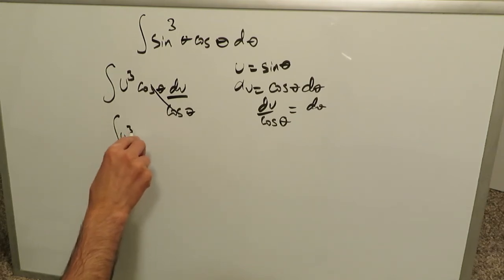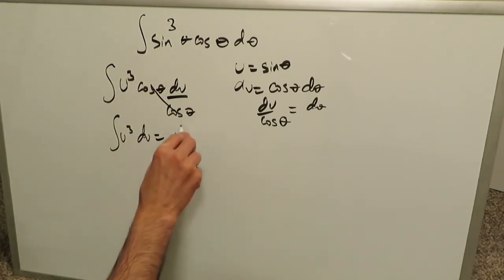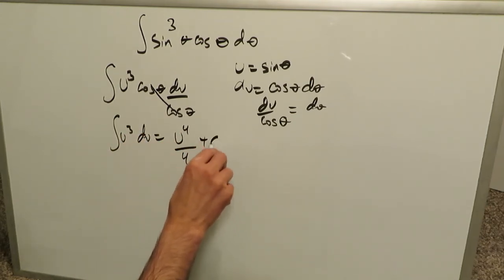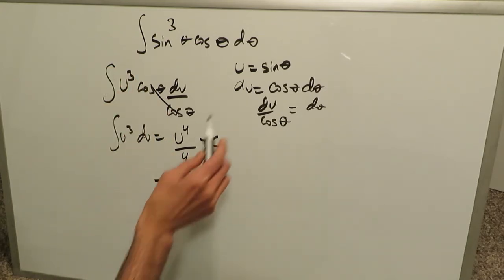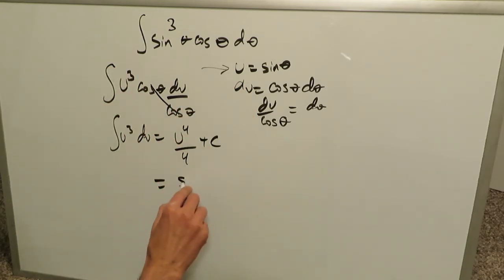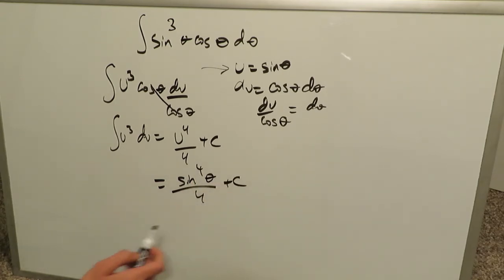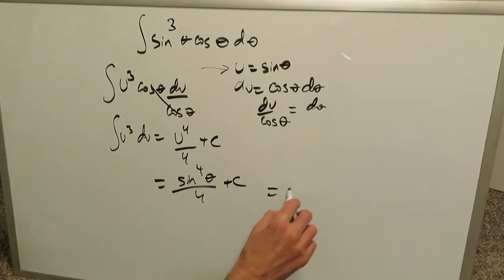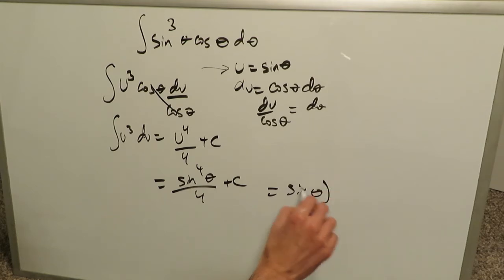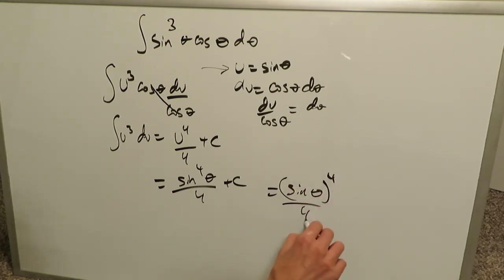You're essentially just left with u cubed du, which you know is u to the 4th over 4 plus c, but you have to resubstitute back the u. U was this sine theta. You get sine to the 4th theta over 4 plus c. And this right here represents a good final answer. You can even write this as this, though the way I'm showing you is the better way, sine to the 4th over 4 plus c.